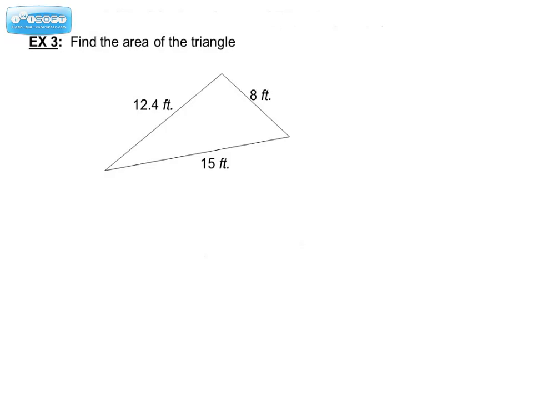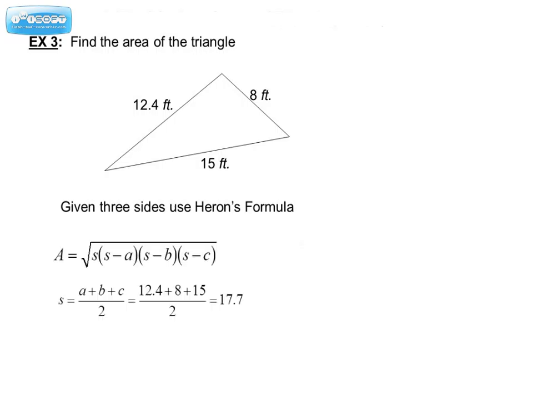Here's a triangle where you're given the three side lengths, but no angles. You would use Heron's formula. To find the semi-perimeter, just sum up the three side lengths, divide by 2. In this case, it's 17.7.